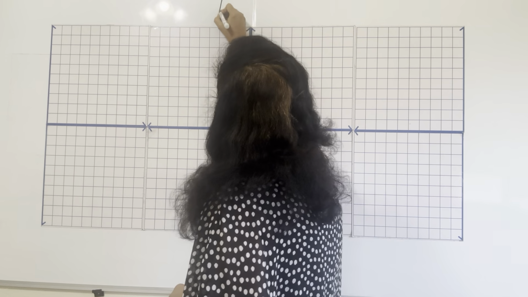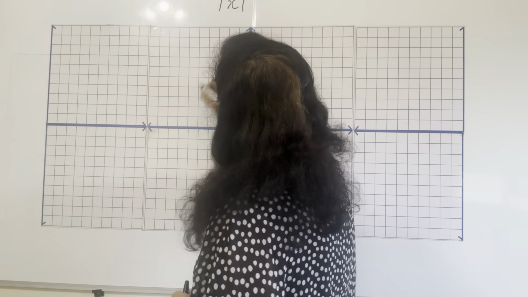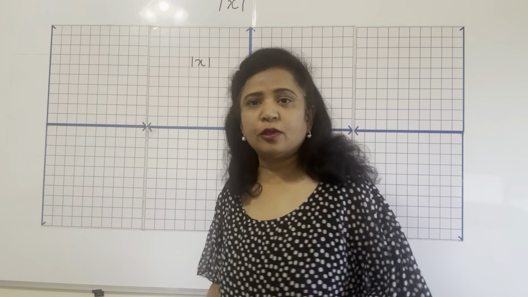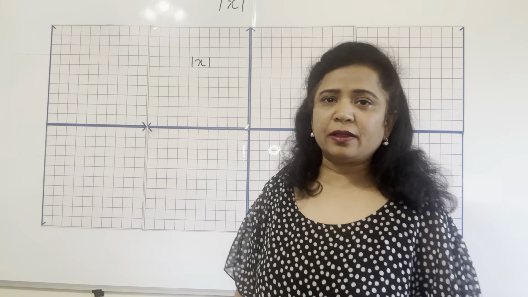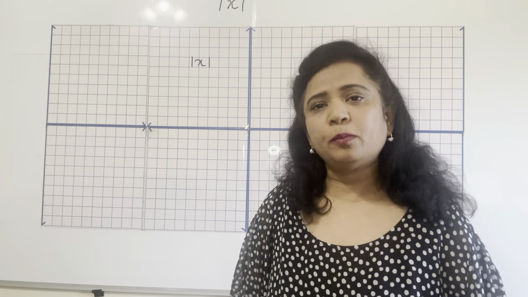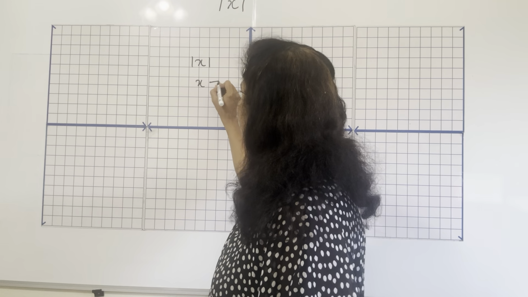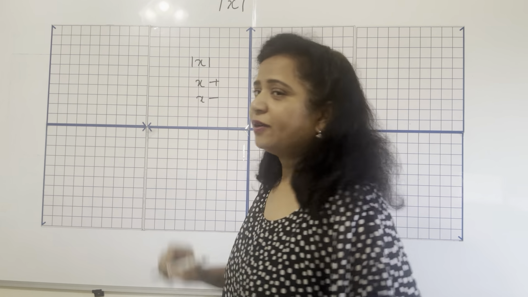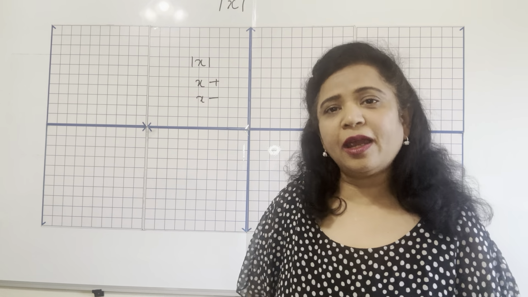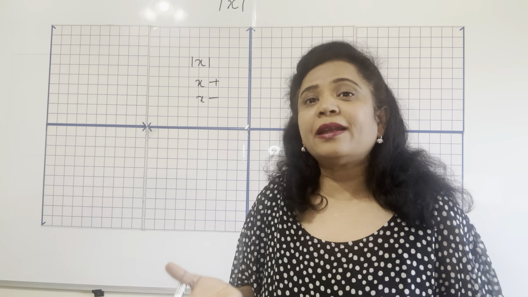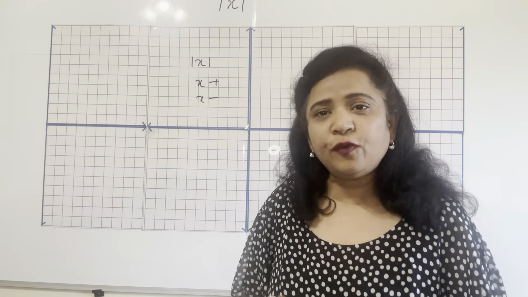So let's see the first equation. What do you mean by this sign? This sign means absolute value. Absolute value means you are only considering the positive value. That means x can be positive, x can be negative, but we only take the positive value. That's what it means. It does not mean that it doesn't have negative values.